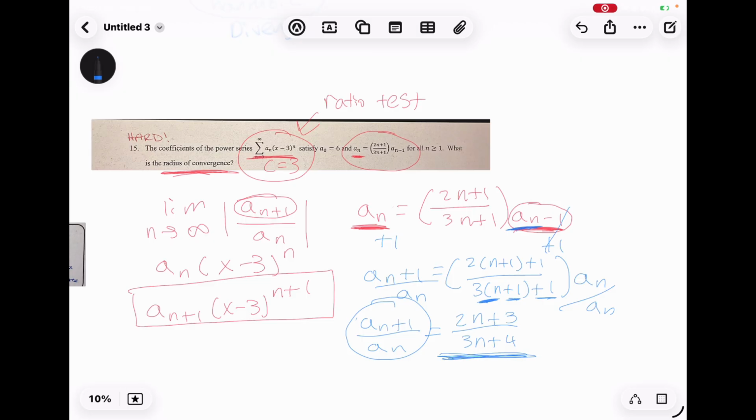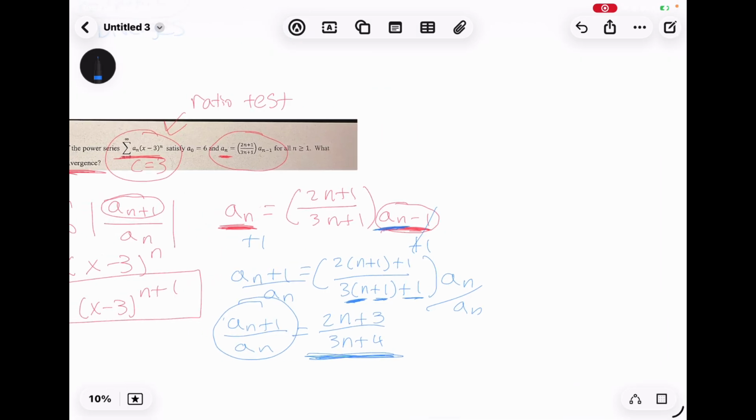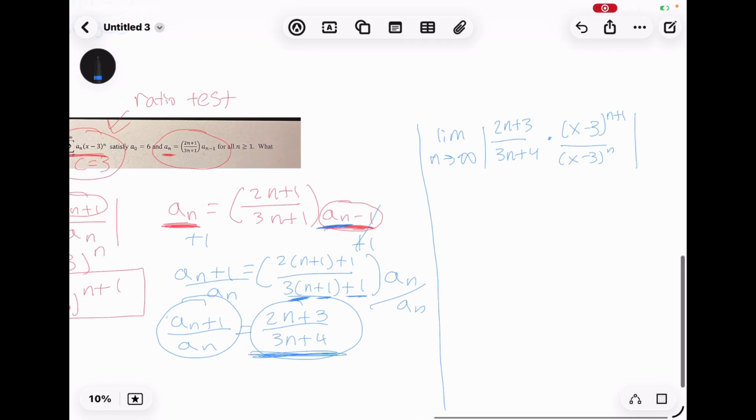So make sure both categories are ratio tests. Make sure they're both plus 1. Okay, so now the limit as n goes to infinity, we got 2n plus 3 over 3n plus 4. And then we got the boundary, the center, so that's going to be the absolute value of x minus 3 to the n plus 1 over x minus 3 to the n. Make sure that's absolute value. Don't forget that. This gives us x minus 3.